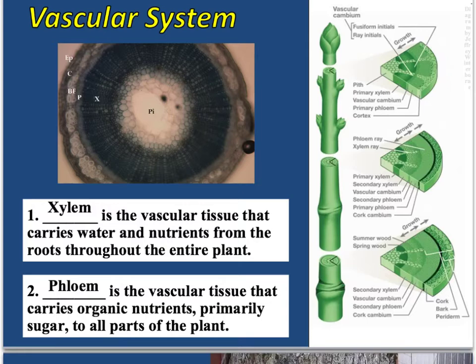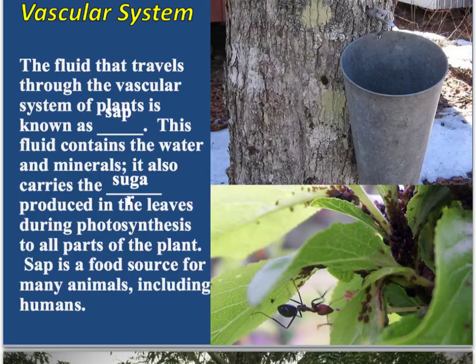Primarily sugar, if you remember it's sap. So what is sap? It is primarily sugar, and it is the food of the plant. It carries the sugar produced by the leaves, which hopefully y'all know is glucose, through photosynthesis.